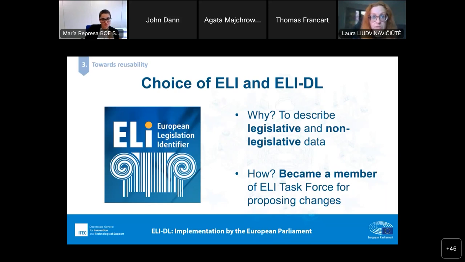And first, ELI and ELI-DL did not cover all our needs. So for that purpose, we became a member of the ELI Taskforce for proposing some changes. For example, I think Thomas mentioned that it was extended for non-legislative data and to describe data and activities for our purpose.